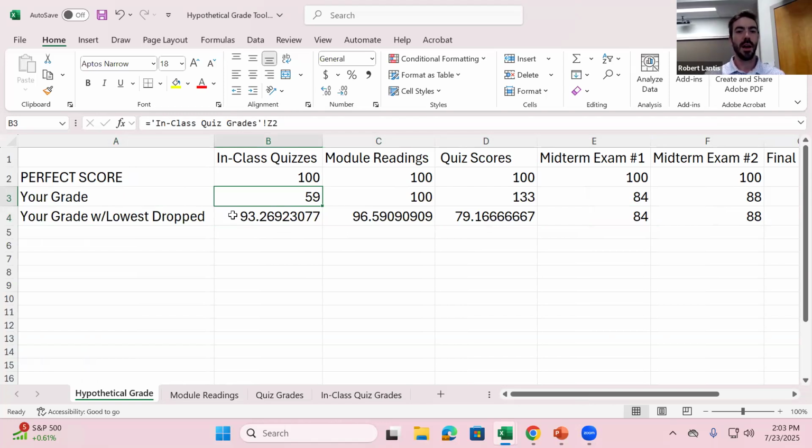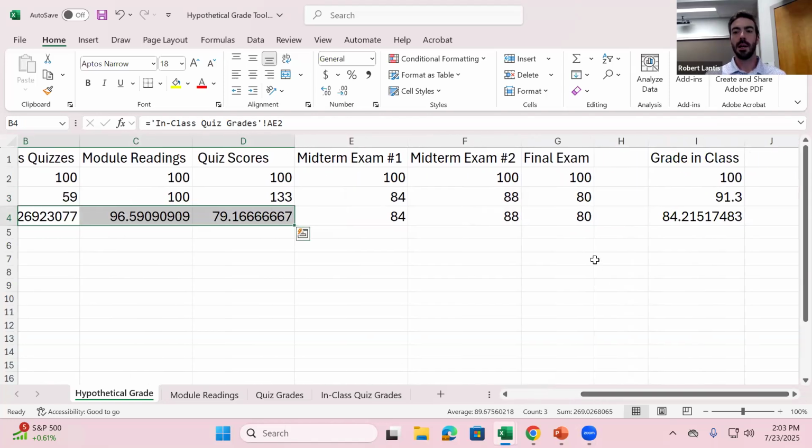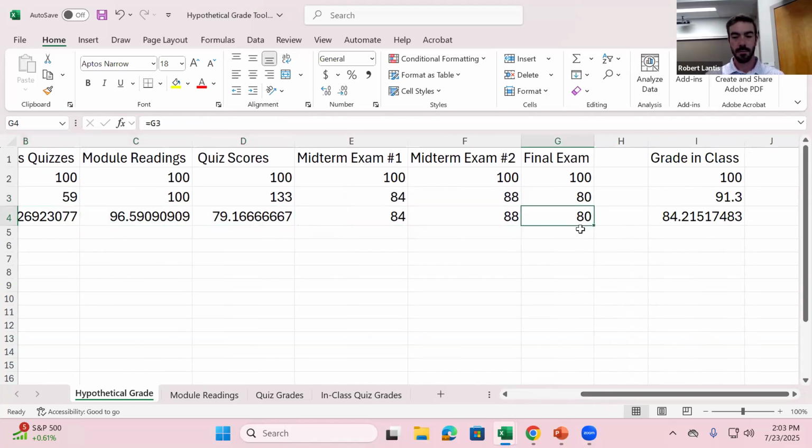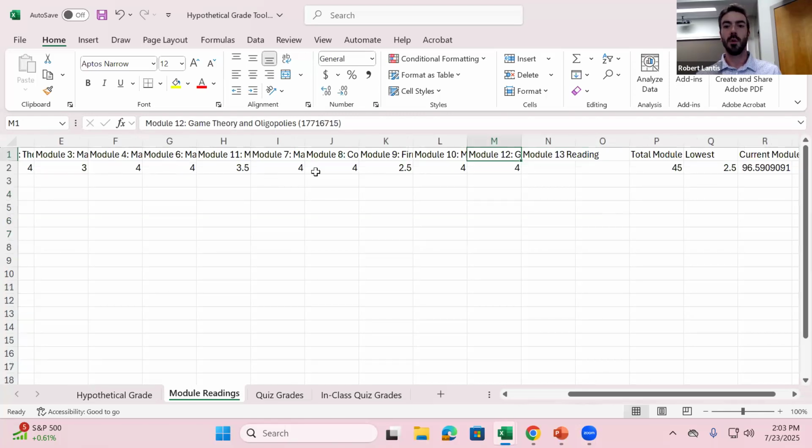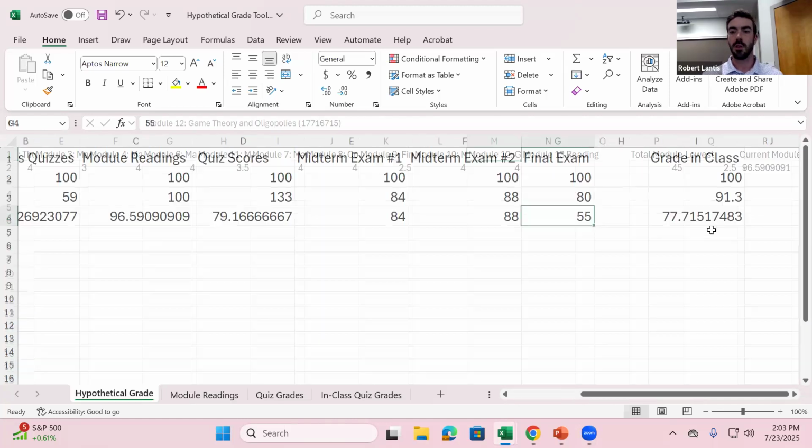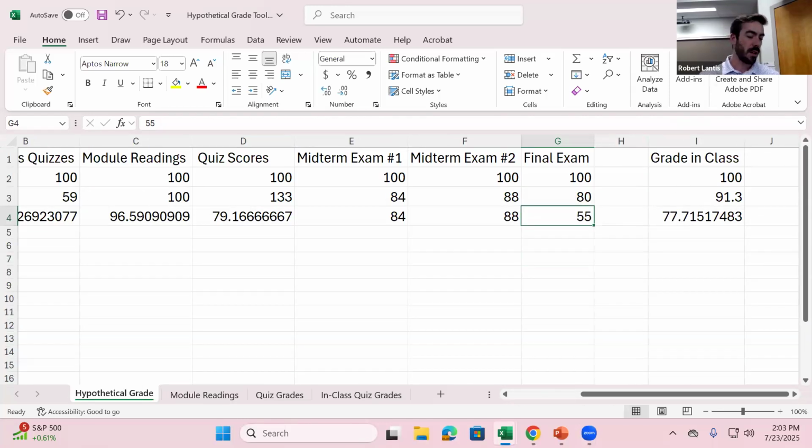Really, this last row is the one that people have been asking about, giving that grade with the lowest dropped. You could then play around with, okay, what if I get, I don't know, 90 on the final? What would my final grade be? What if I get 55, right, et cetera. But it's going to require you to, I can't do this for every student in terms of putting your individual scores in there. So that is going to be a little bit of legwork on your end if you want to use this tool. Okay. And if you have any questions on it, feel free to let me know and I can help you with it.